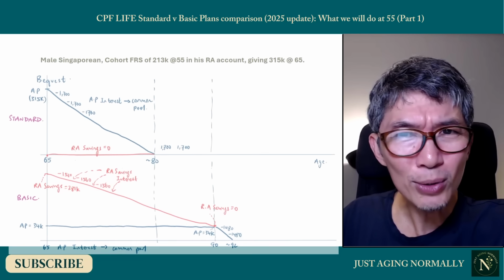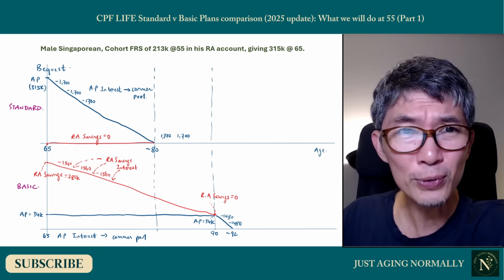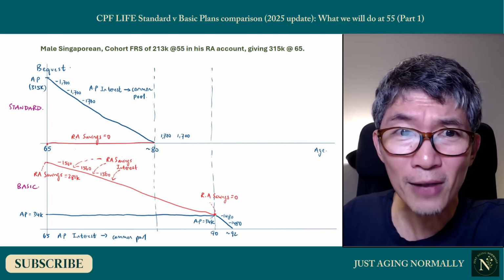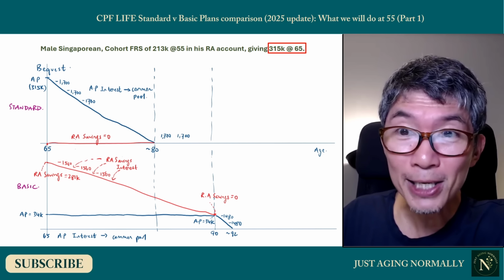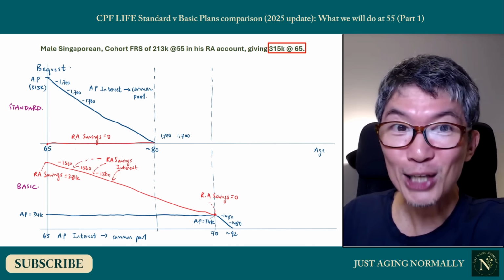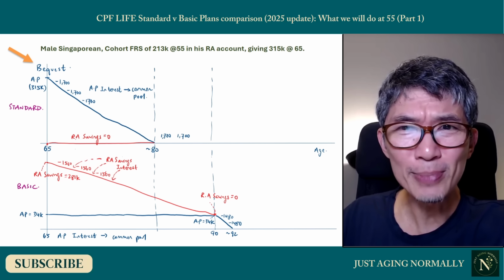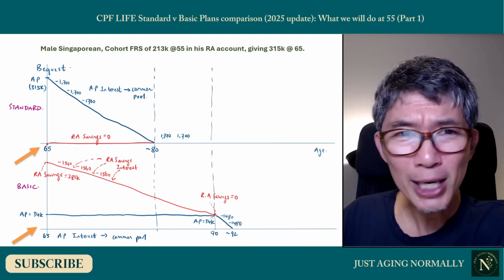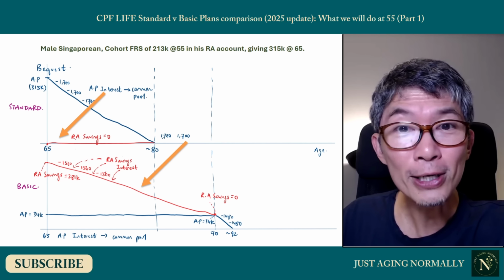The numbers I'm using are for a male Singaporean with cohort FRS of 213K at 55 in his RA account, ending with 315K at 65. So lock in on the number 315K as this is the starting amount. In this diagram, the y-axis is bequest and the x-axis is age. I use the blue line to represent AP and the red line for RA savings.